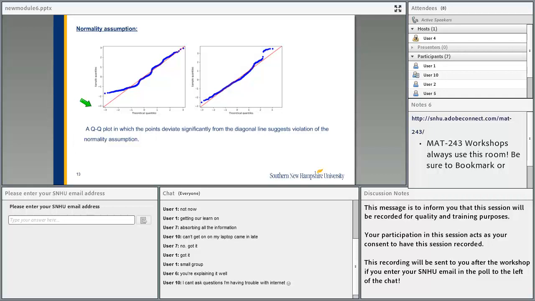Normality assumption. We did this last week where I explained what the quantile plot is. So again, we are doing the same quantile plot, and we want a line that falls on the diagonal of the graph. If it is deviating from the diagonal, then the assumption does not hold good. So a QQ plot in which the points deviate significantly from the diagonal line suggests violation of the normality assumption.